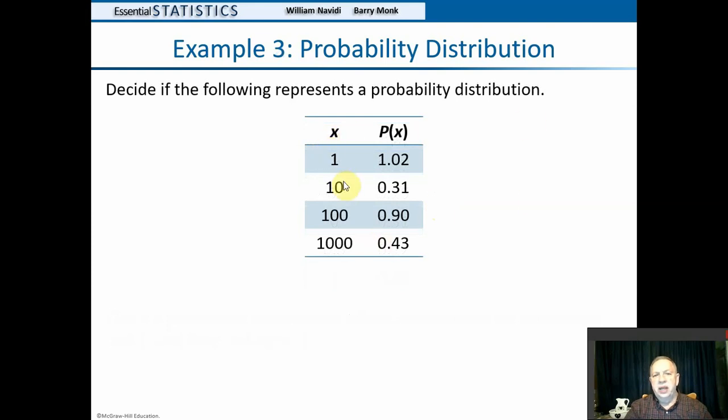Here's another one. The x's are okay. These can be 1, 10, 100, 1,000, just a finite listing of numbers. But here I've got a probability that's 1.02. They have to be between 0 and 1. Now, if this was probability 1.0, that would be fine, and as long as all the rest of them were 0, they would sum to 1 and we would be okay.